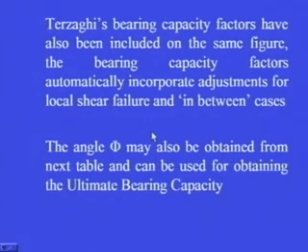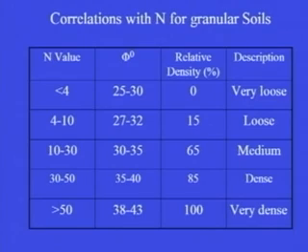So, Terzaghi's bearing capacity factors have also been included on the same figure, as we have seen. The bearing capacity factors automatically incorporate adjustments for local shear failure and in-between cases, between local shear and general shear, because no guidance is given for such values. The angle phi may also be obtained from the next table and can be used for obtaining the ultimate bearing capacity. So, these are the correlations which are given for the granular soil, we call cohesionless soils also.